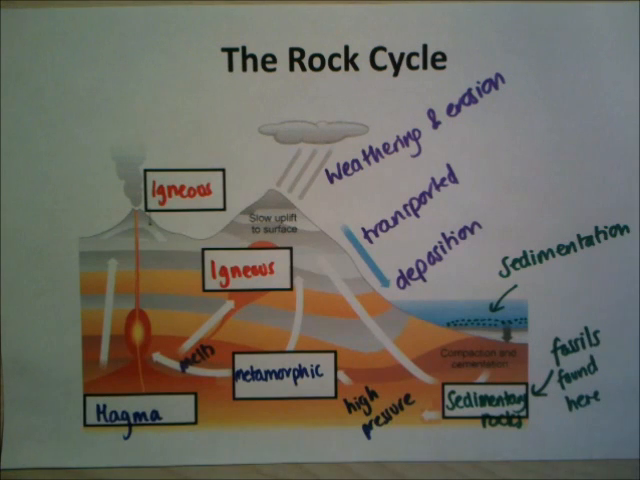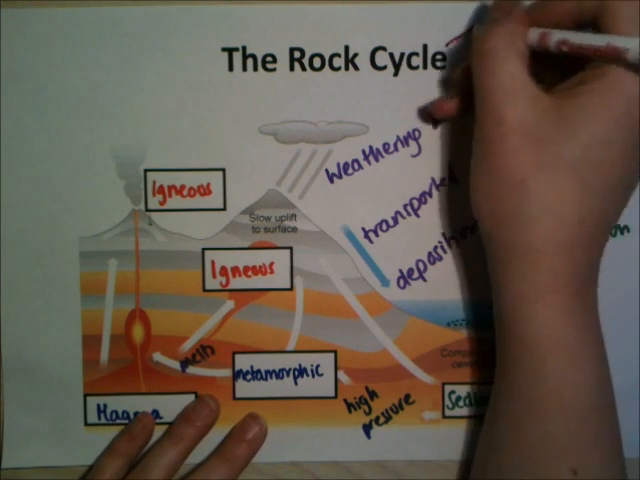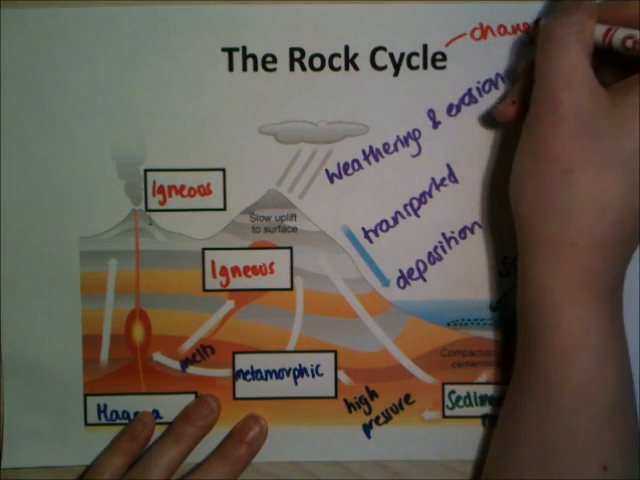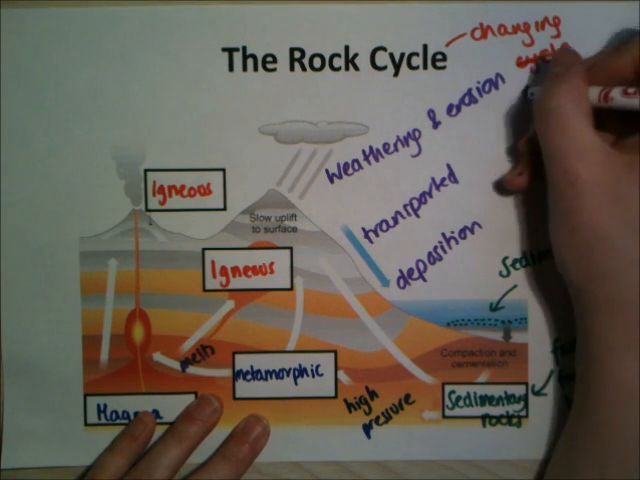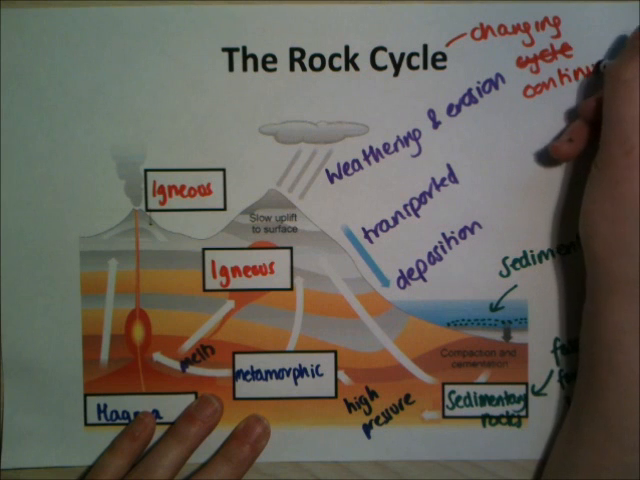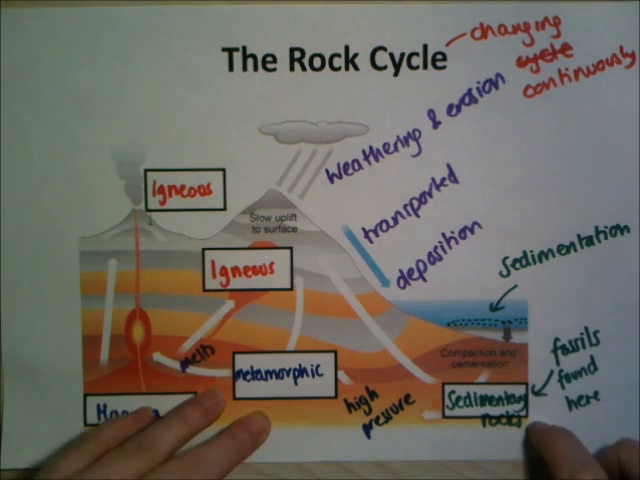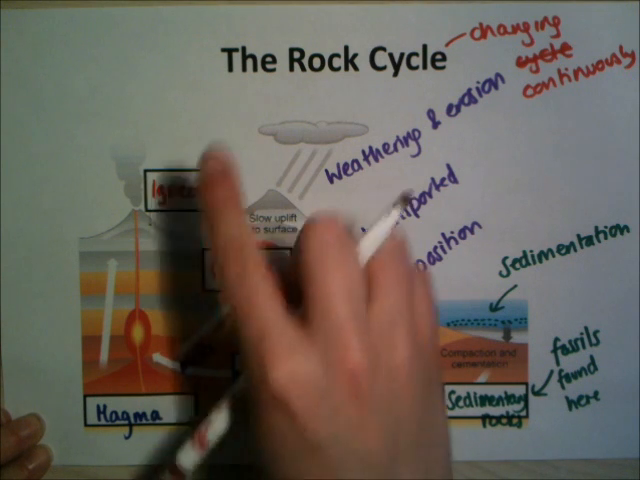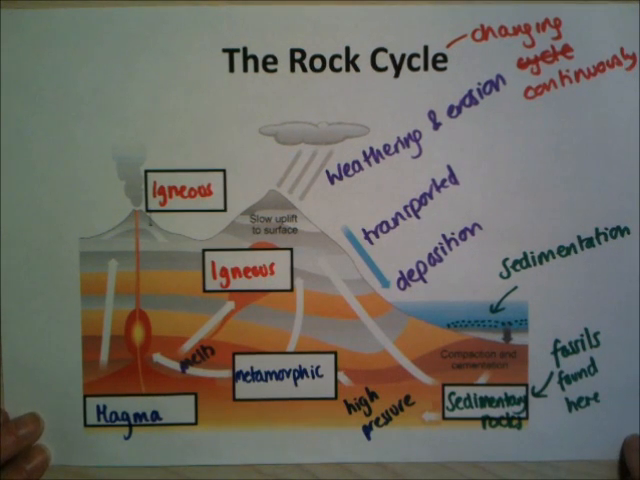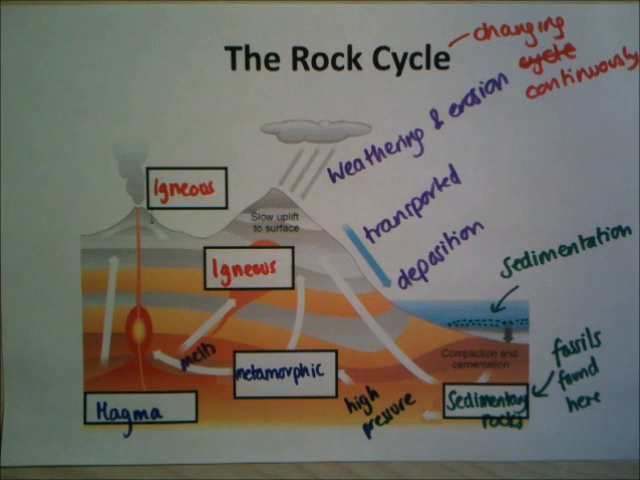So we see that there's this cycle, and the rock cycle just means that the rocks are changing continuously. So it doesn't just stop at one place. So when I'm a sedimentary rock, if I was a sedimentary rock, I wouldn't stay that way forever. Over millions of years, I'd then become metamorphic, then igneous, and then back to sedimentary. So the rock cycle just means that over and over again, they are changing all the time.